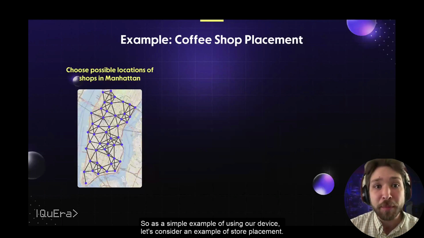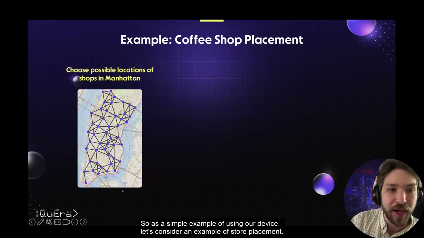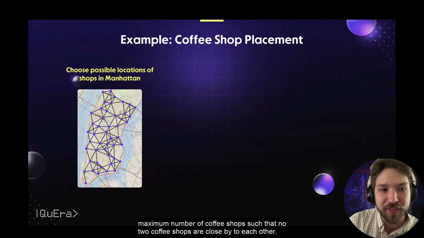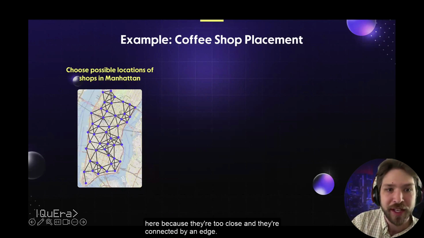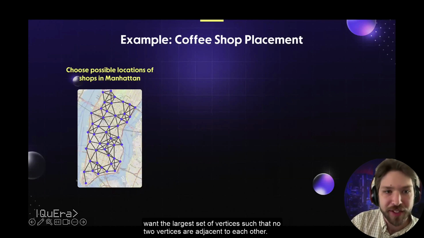As a simple example of using our device, let's consider an example of store placement. Suppose we have some set of stores in Manhattan, say coffee shops, and we want to find the maximum number of coffee shops such that no 2 coffee shops are close to each other. If you put a coffee shop here, then you're not able to put a coffee shop here because they're too close and they're connected by an edge. This is the maximum independent set problem, because you want the largest set of vertices such that no 2 vertices are adjacent to each other.